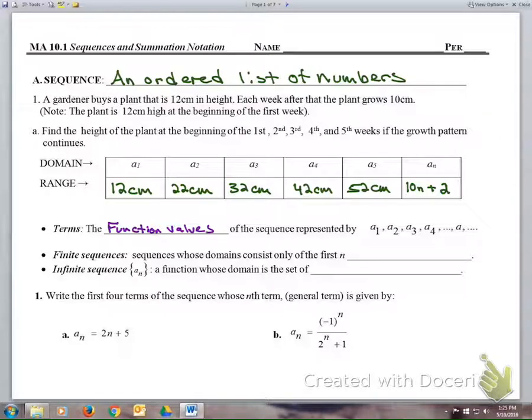Terms. The function values of the sequence are represented by a sub 1, a sub 2, a sub 3, and so on. The reason why I say sub is because that's a subscript. It's a little bit below the letter. A finite sequence is a sequence whose domain consists of only the first n positive integers. An infinite sequence is a function whose domain is the set of positive integers.